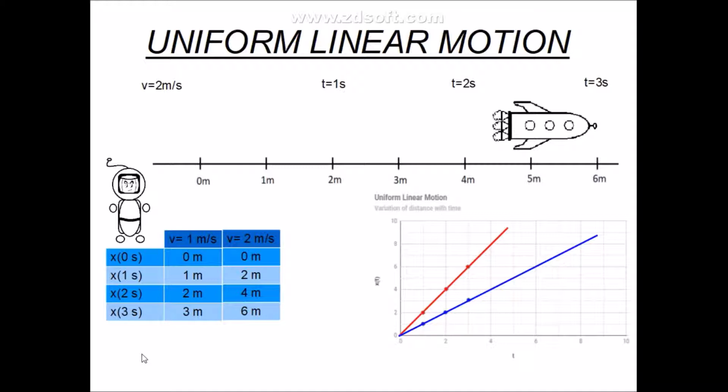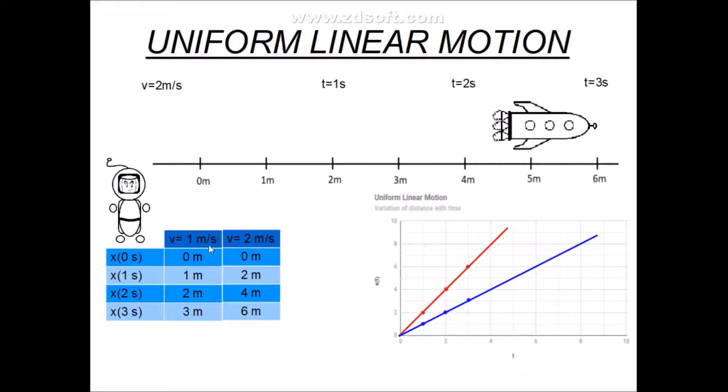So, let's look at these numbers and see what mathematical relation we can extract from them. As we can see, they both start at 0 meters, which is second 0. Then, for the first speed, at second 1, the rocket has moved 1 meter. For second 2, it's moved 2 meters, and so on. For the second speed, for second 1, it's moved 2 meters. For second 2, it's moved 4 meters. For second 3, it's moved 6 meters, and so on.